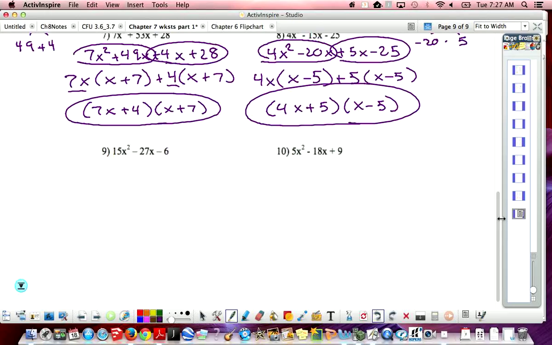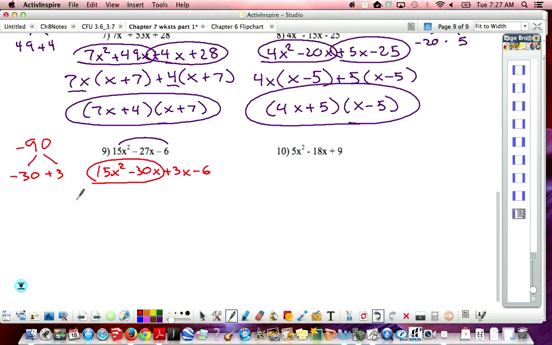Two more left. 15 times negative 6. Let me switch colors at least on these last two. So I get negative 90. I have to think of two factors of negative 90 that add up to negative 27. Negative 30 and 3 will work. So 15x squared minus 30x plus 3x minus 6.